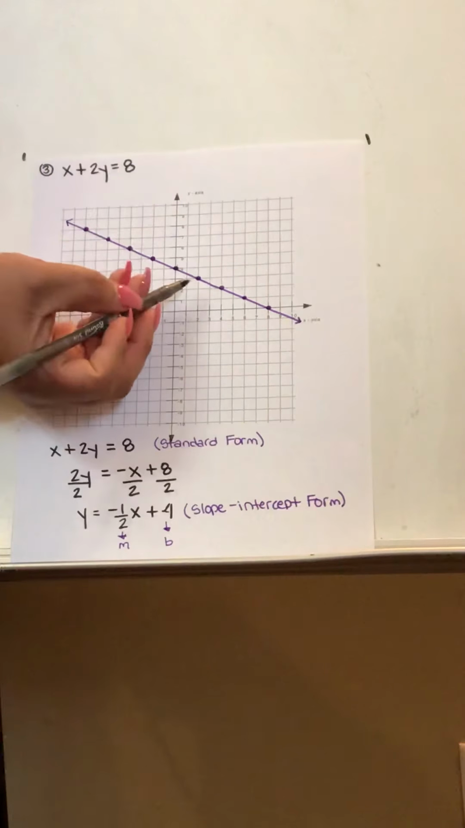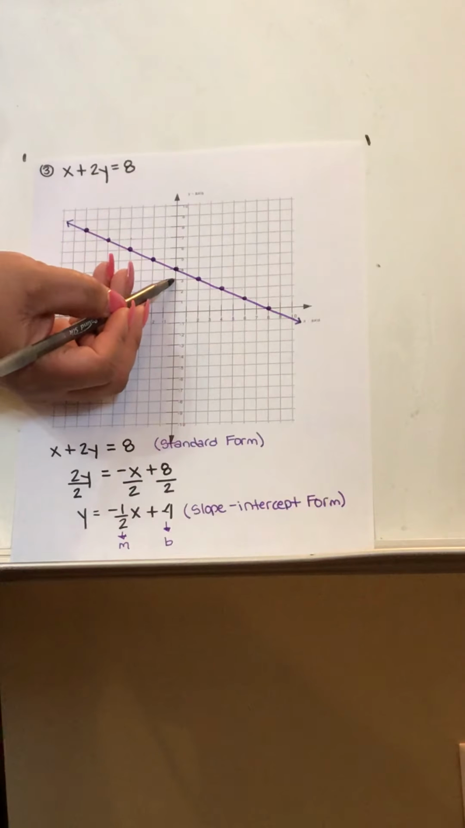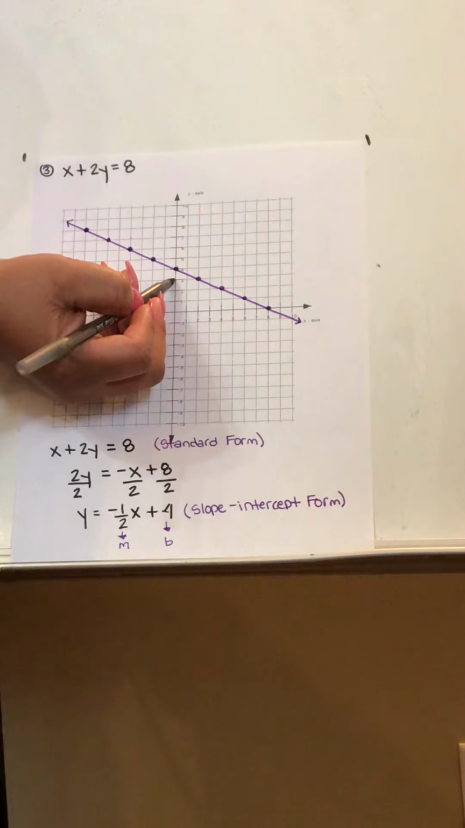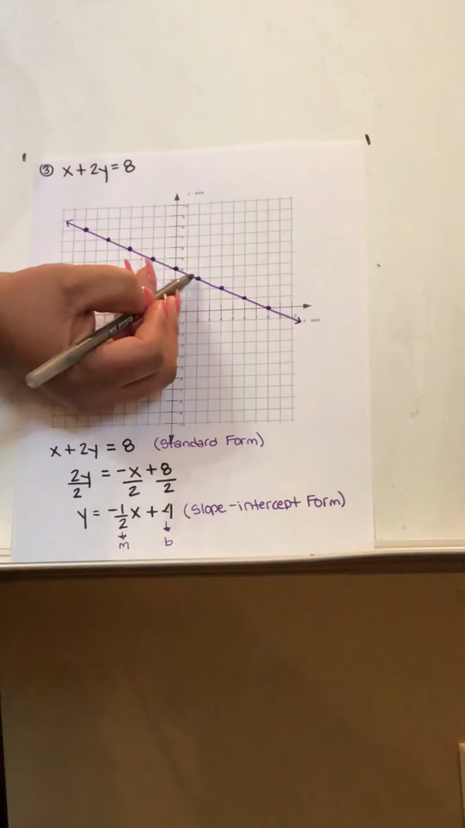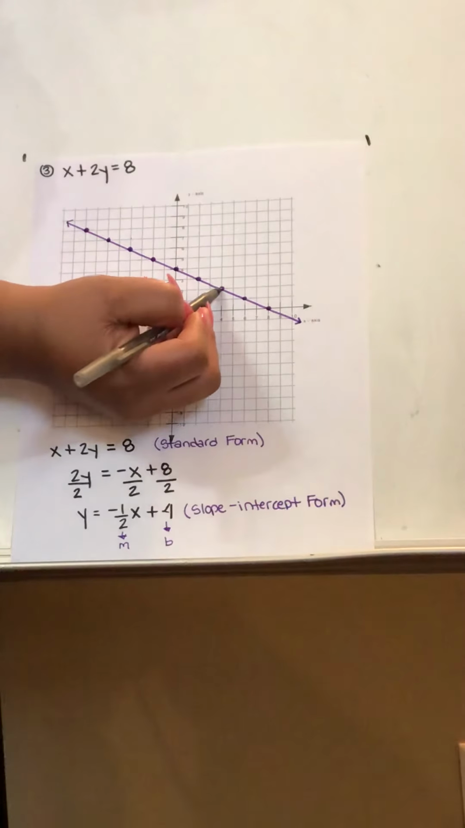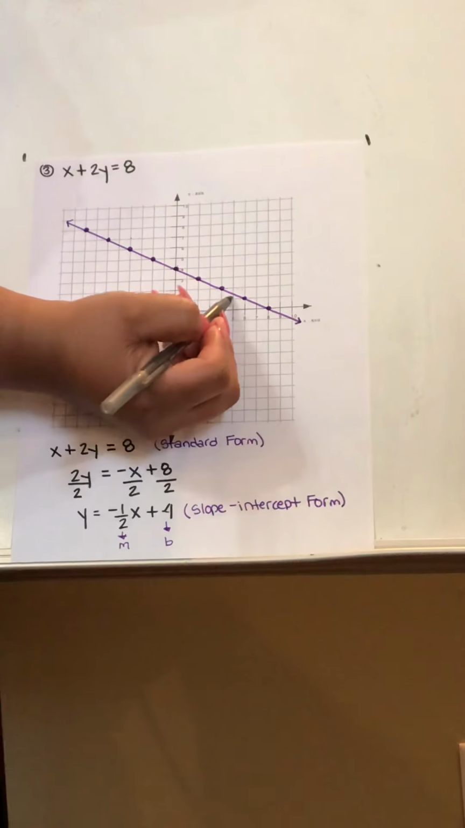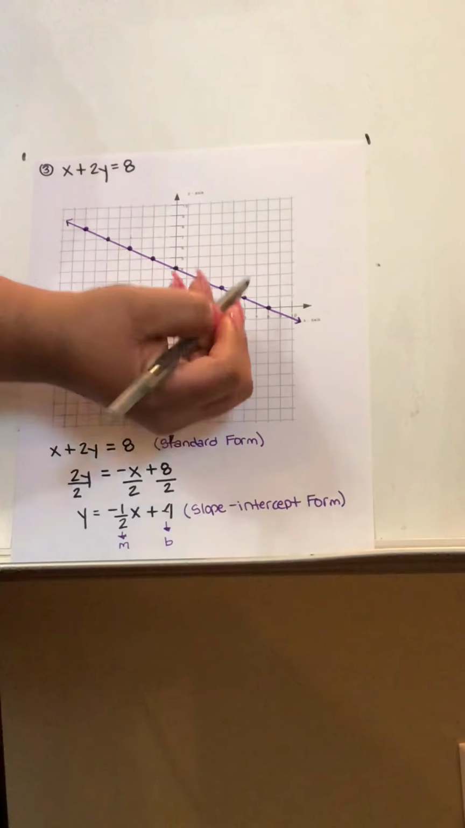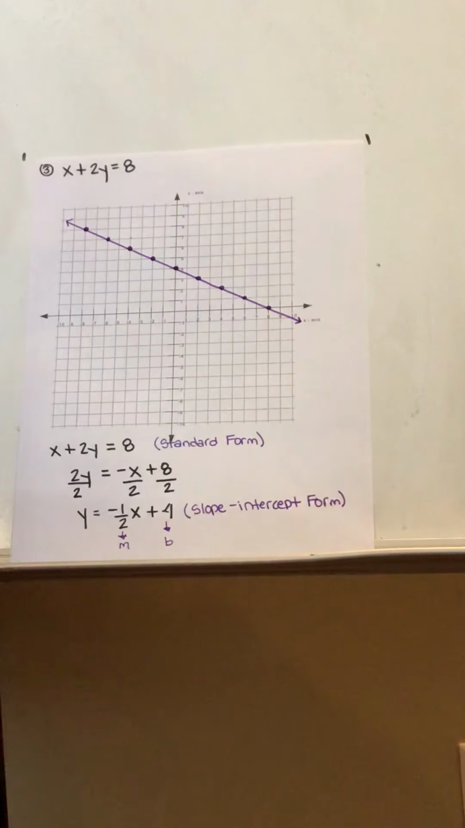Okay? So I'm going to go down 1, but I'm still going to run right. Run to the right 2. Go down 1, run to the right 2. Down 1, run to the right 2. Keep in mind your movements.